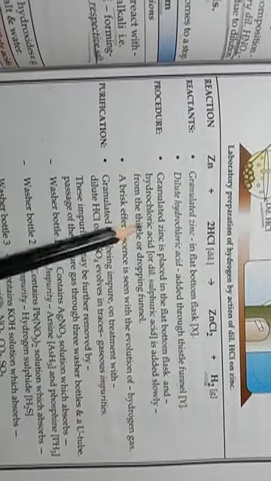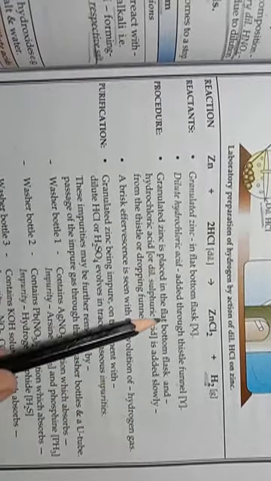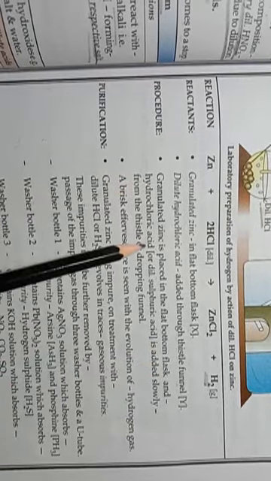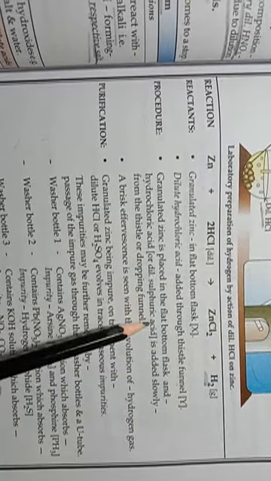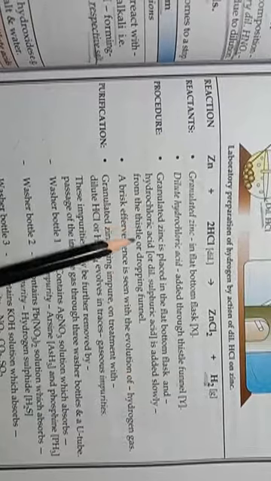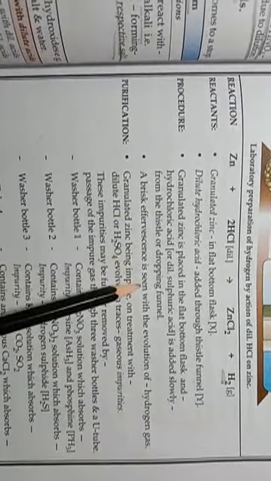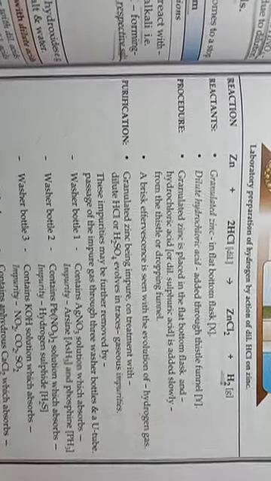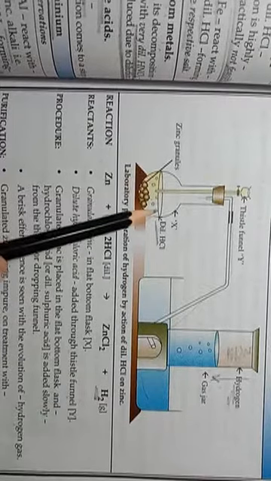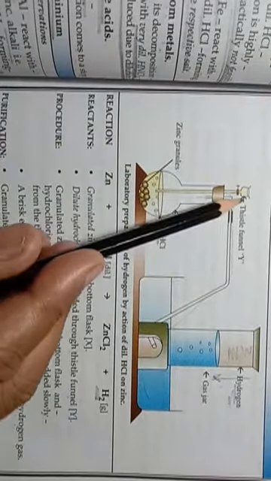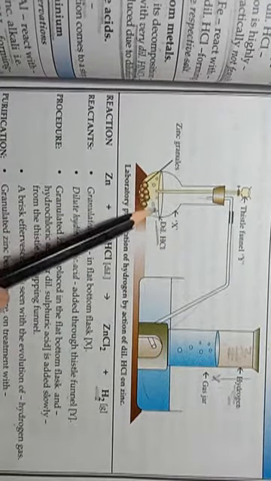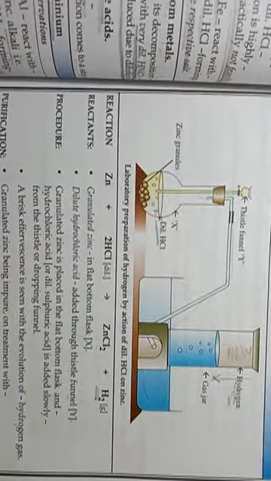Thistle funnel. Then procedure. Granulated zinc is placed in the flat bottom flask and hydrochloric acid or dilute sulfuric acid is added slowly from the thistle funnel or dropping funnel. A brisk effervescence is seen with the evolution of hydrogen gas. So you will see a brisk effervescence here. These are the effervescence forming here when this HCl is added to the zinc granules. So brisk effervescence of hydrogen will form.